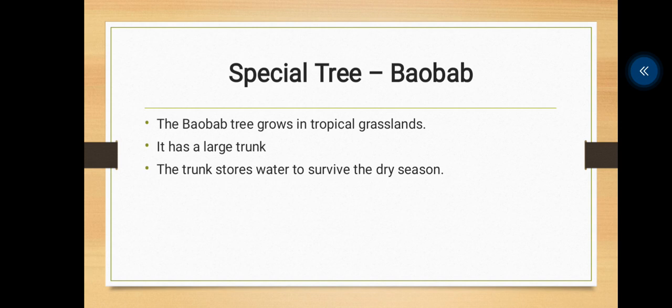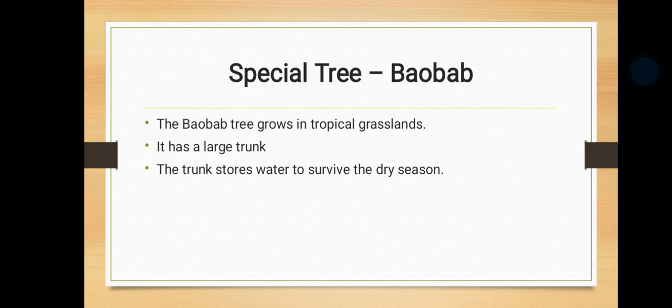baobab. A very special tree found in tropical grassland is the baobab tree. The baobab has a very thick and large trunk. This trunk stores water, which helps the tree survive during the dry season when there is little rain. Because of its shape, the baobab tree is sometimes called the tree of life.